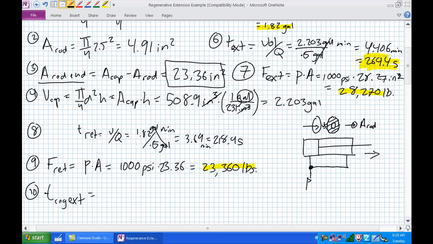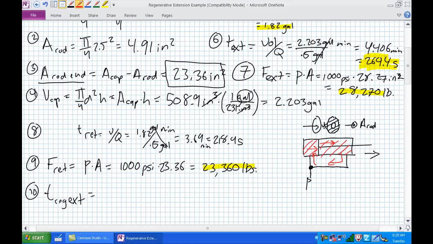We want to figure out, in this particular case here, the time to extend it. Well, what's neat about this is, as this thing extends, we've already figured out it's going to extend. What's happening here? Well, it's pushing stuff out of the rod end. Where is it going to? It's going in here. Oh my gosh, it's going back in here. So that's regenerative extension. The volume of the rod end is being pushed into the cap end.